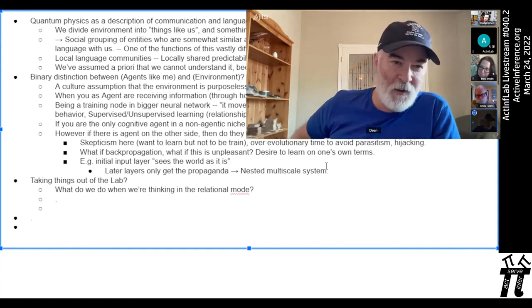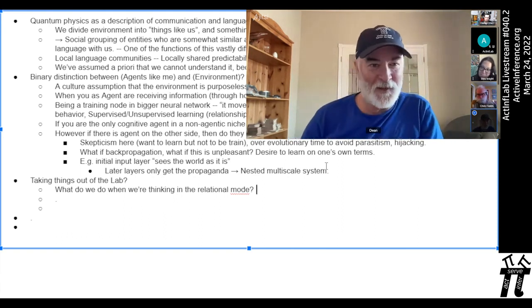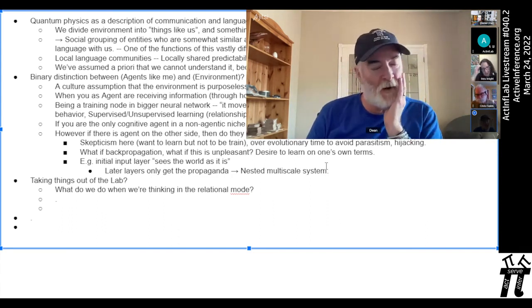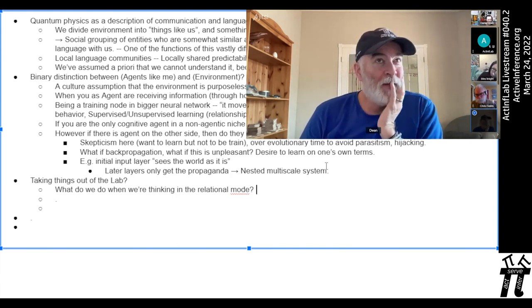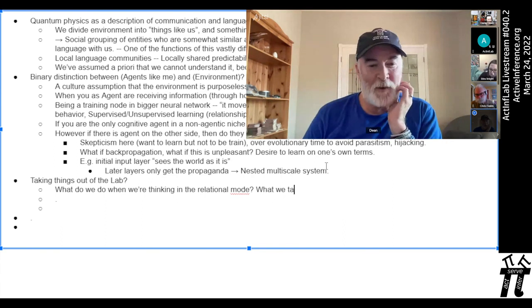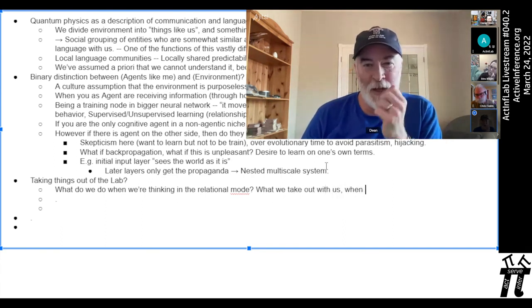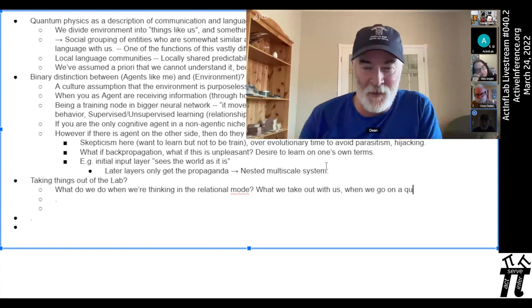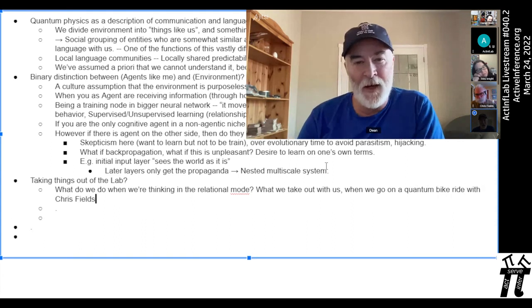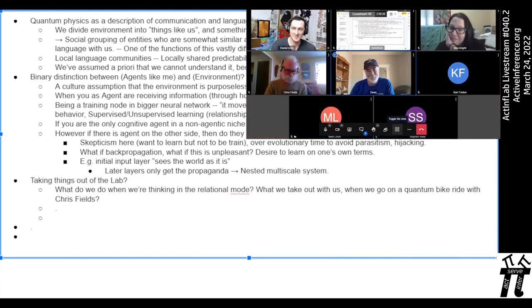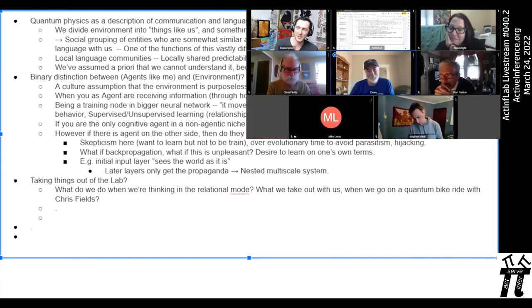And I talked to Karl. It was my question to Karl back in June when he was talking to us in the ActInf Inference Lab. So without getting into any kind of conflict with the quantum aspects of this, what do we take out with us when we go on a bike ride with Chris Fields that's quantum related, that isn't in conflict with everything we've talked about today, but gives us better confidence around the things that we might encounter and predict? What do you take on your bike, Chris? Yeah, what's in your quiver?